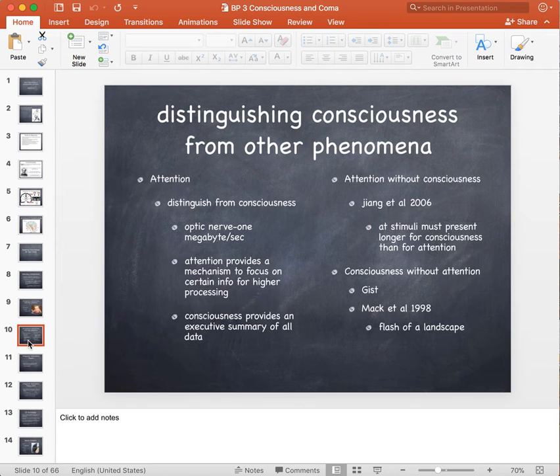And this consciousness provides an executive summary of all data. Here are just two studies which I thought were really interesting. The Jiang study looked at attention without consciousness, and the Mack et al. study looked at consciousness without attention. The Jiang study is really fascinating. Based on what we were talking about before, they used faster than 100 millisecond stimuli, so they couldn't remember it.